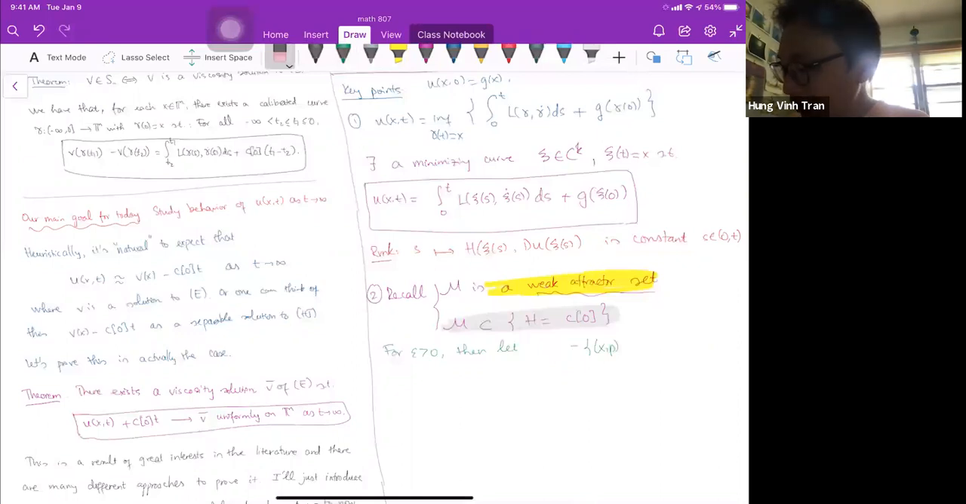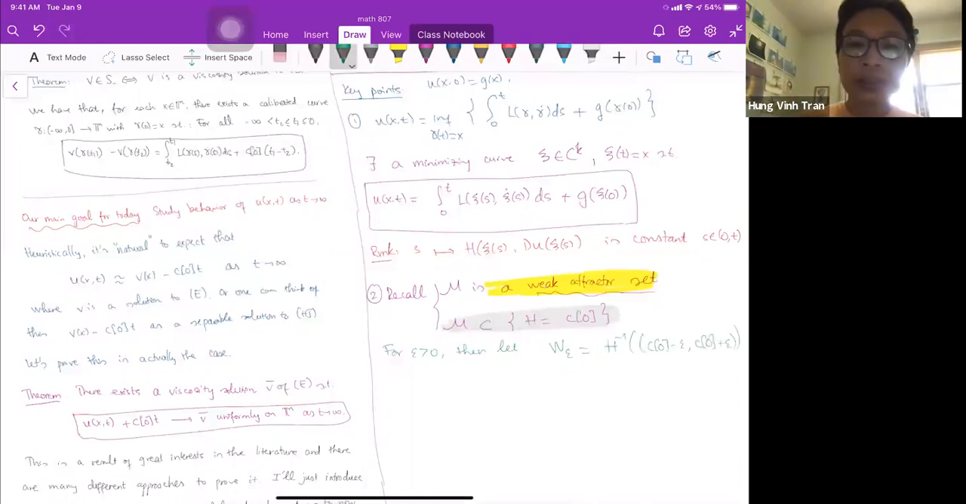Now, let me write in a better way. W epsilon is just the H inverse of C naught minus epsilon to C naught plus epsilon, right? So I'm just going to take the energy level nearby C naught. Then we know that the matter set is a subset of W epsilon, and W epsilon is open.